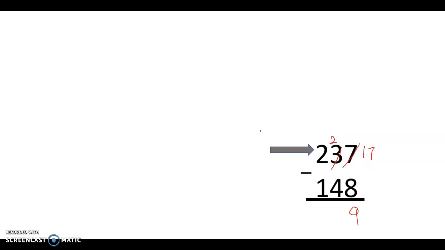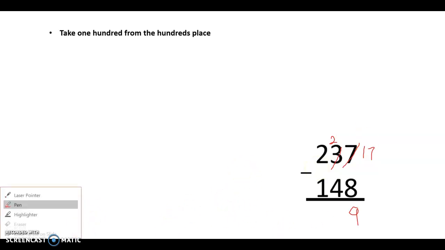All right, so now I have 2 tens remaining in the tens place, but I'm subtracting 4 tens. Wait a minute. There's 4 on the floor. So we're going to have to go next door. There's that 4 on the floor. Well, I can't take 4 away from 2, so I have to go over to that hundreds place.